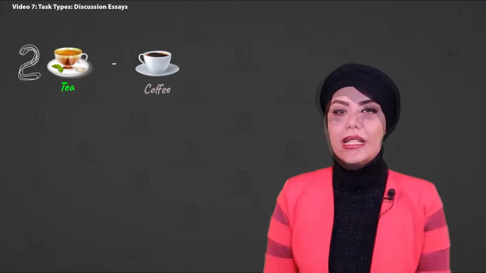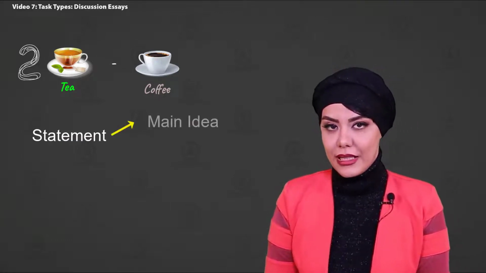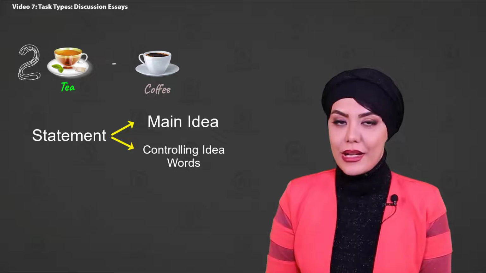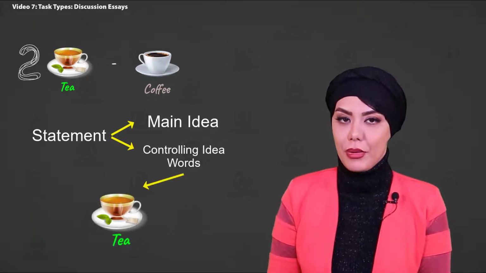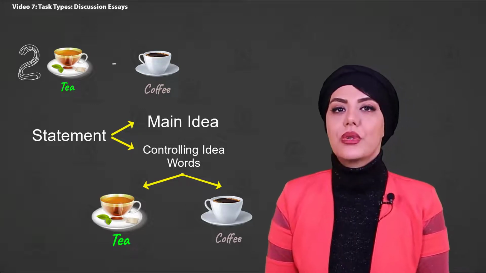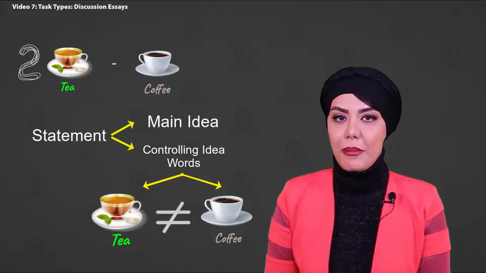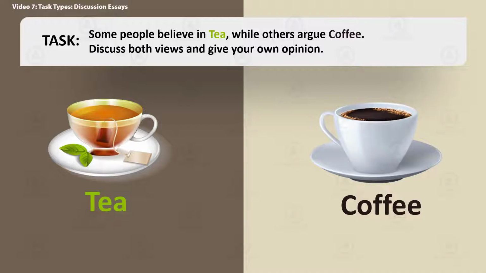The second type of discussion essay question is called tea, coffee. The statement section of tea, coffee questions always includes one main idea, while the controlling idea words include the idea of two groups of people. These groups always express two different opinions about the main idea. Tea, coffee questions always appear like this statement. Some people believe tea, while others argue coffee. Discuss both views and give your own opinion.